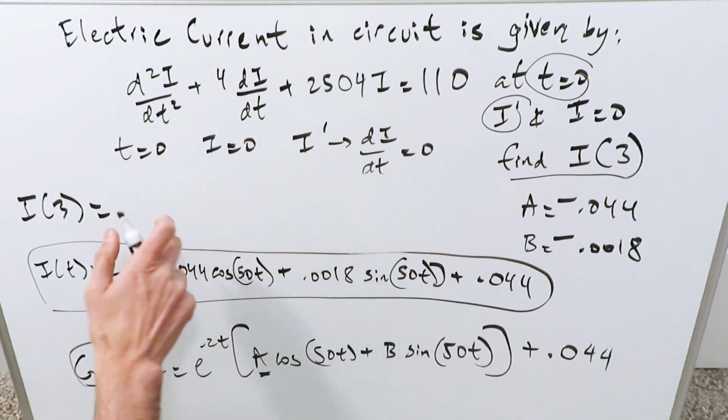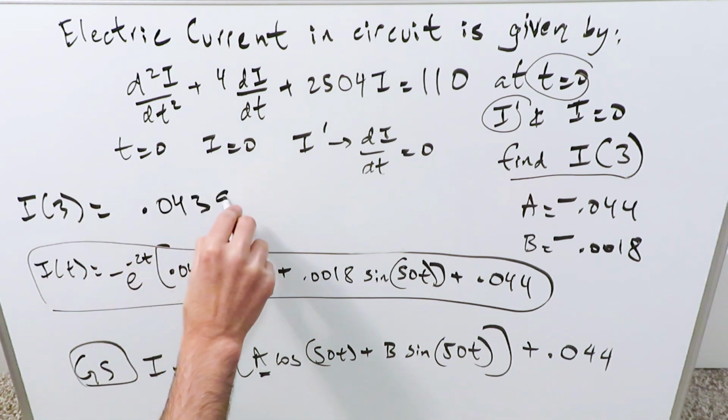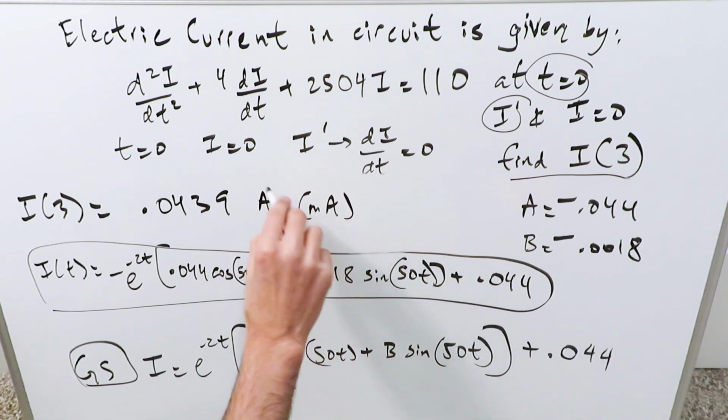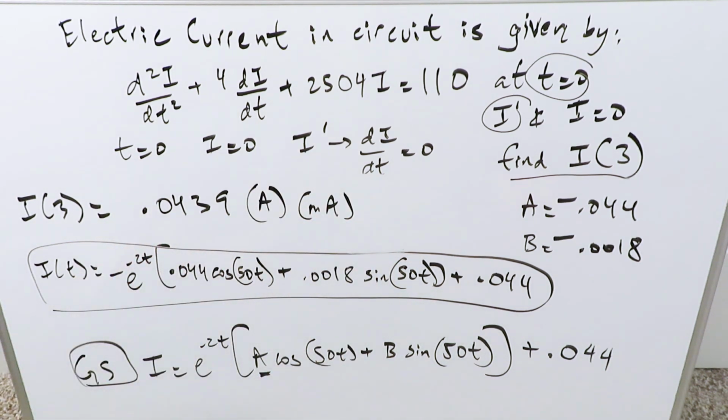So let's erase this. Our current at time 3 is 0.0439, and you can say what are units, your amps, or you could say milliamps. It's not specified in the problem, but either or. But 0.0439 is the correct answer, and we'll go with it. So I'm happy with this answer here.